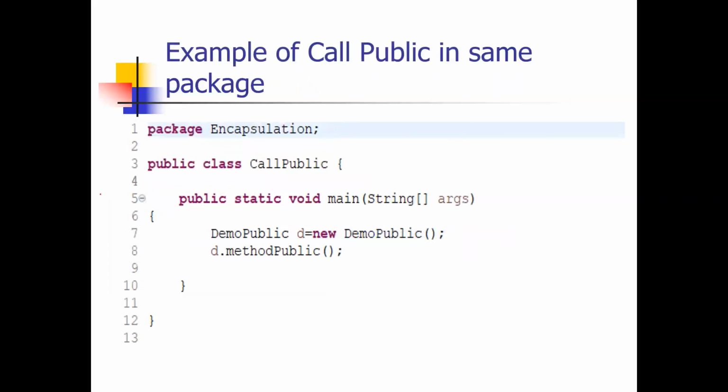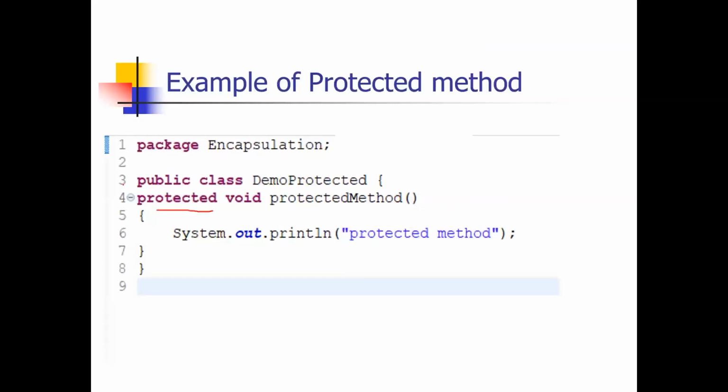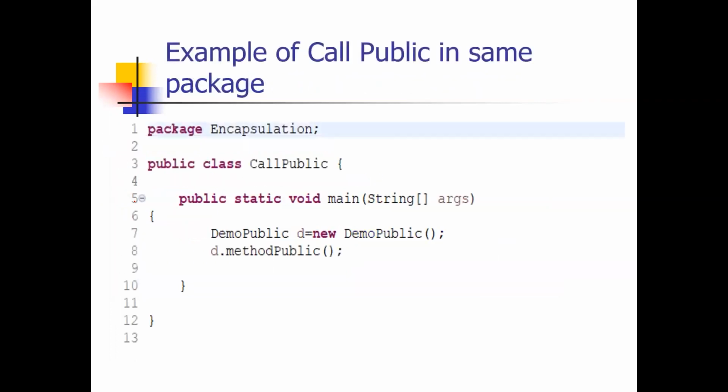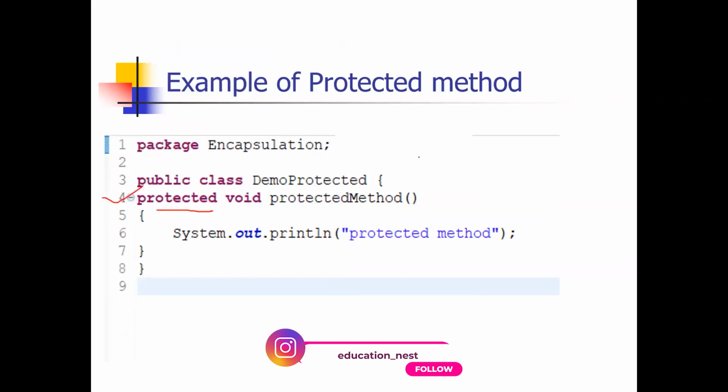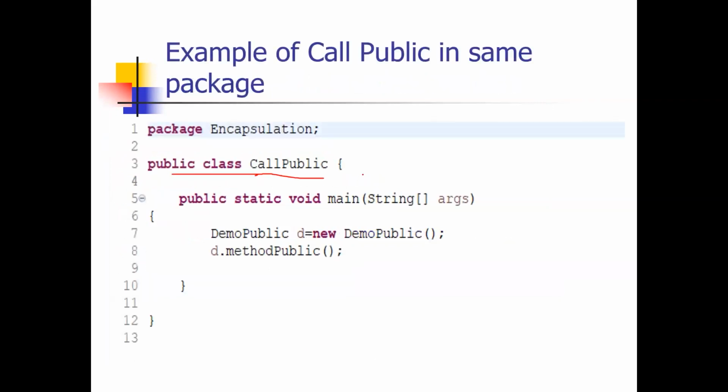Now in the main method, first understand this. Here we have not created the main method. This is protected. Protected means this can be called in the same package or in a different package. How to call it? We call it from call public in the same package. So we have created a different class with the name call public, and from that class we call this protected method. The class name is call public, a public class, and in its main method we are creating the object.